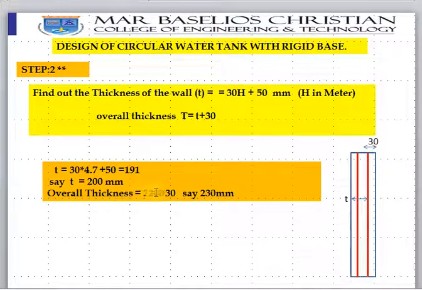Your overall thickness will be 200 plus 30. As I told you, from the center to this point, t is this much, but you need the complete thickness, so t plus this 30. 30 means 25 cover and 5 mm, half of the diameter of the bar. So let us say 230 mm total.